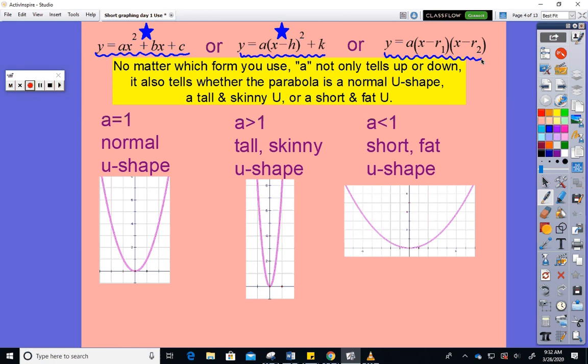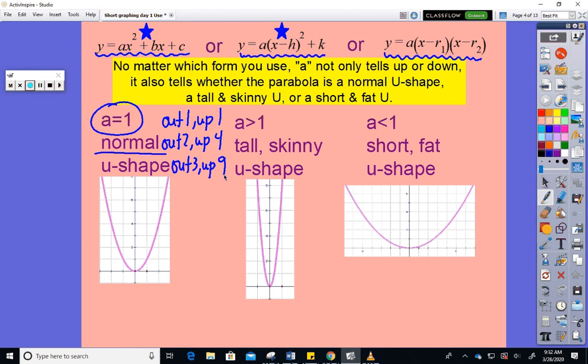A tells you if you've got a normal U shape, a tall and skinny U shape, or a short and fat U shape. So if A is equal to 1, that's considered normal. Normal means count out 1, up 1 from the vertex, because 1 squared is 1. Count out 2, up 4 from the vertex, because 2 squared is 4. Count out 3, up 9, because 3 squared is 9.